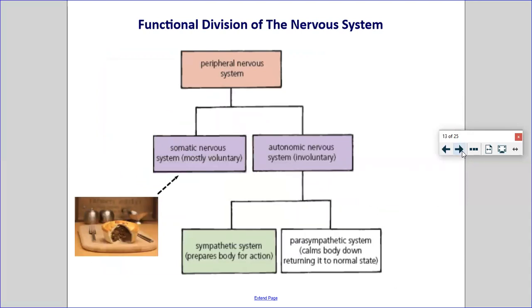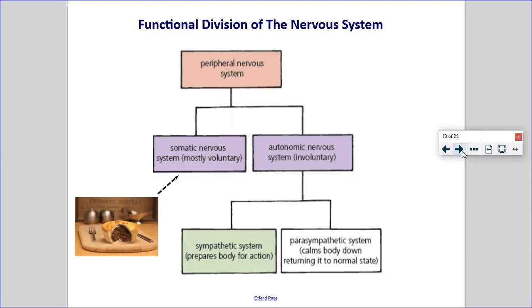So the peripheral nervous system can be broken up into two based on its function. So you've got the somatic nervous system and the autonomic nervous system. So somatic generally is voluntary decisions that you make whilst you're thinking about it consciously. So me deciding to take the pie, to eat the pie, is a conscious decision. I've thought about that and I've made that decision.